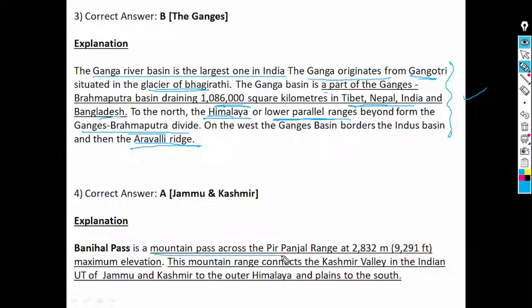Banihal Pass is a mountain pass across the Pir Panjal range at 2832 meter maximum elevation. This mountain range connects the Kashmir Valley, in the Indian UT of Jammu and Kashmir, to the outer Himalaya and the plains to the south.